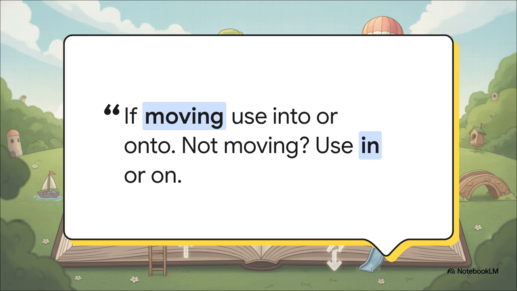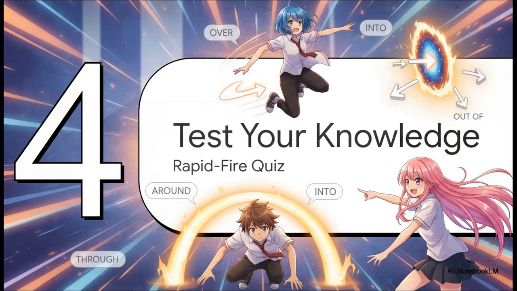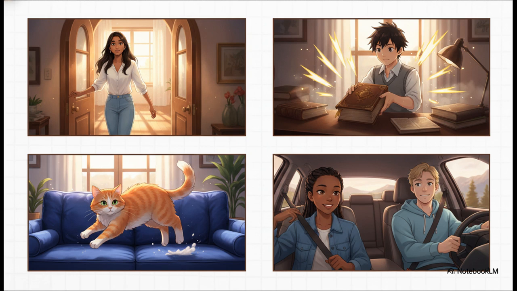If there's active movement happening right in that very moment to get to the location, you need that T-O sound at the end of the word. Into, onto. Section 4. Test your knowledge. Rapid fire quiz. I absolutely love this rule because it works every single time. But hey, don't just take my word for it. Let's put this golden rule to the test right now with a rapid fire quiz. I want you to actively think about the movement as we go through these next few slides. Let's run through these examples nice and fast.